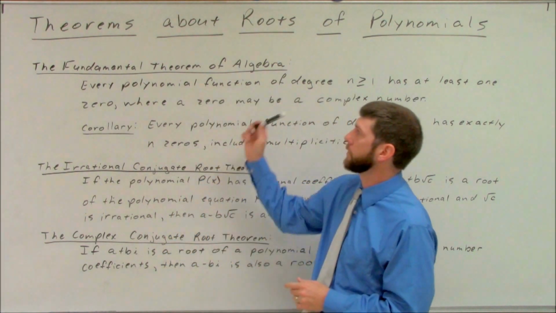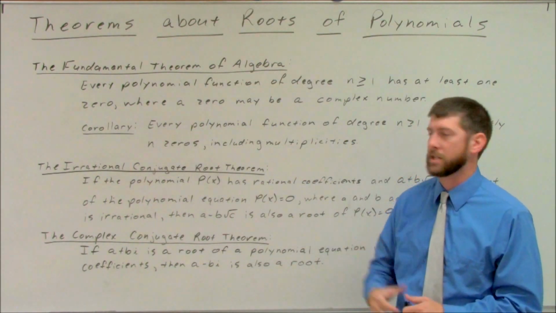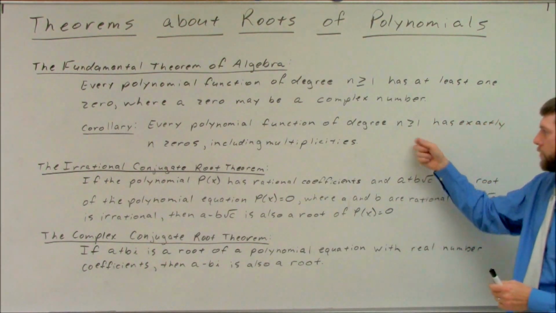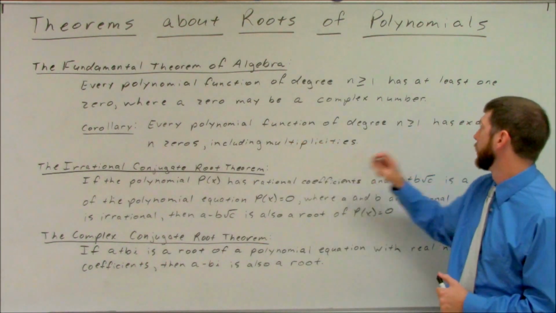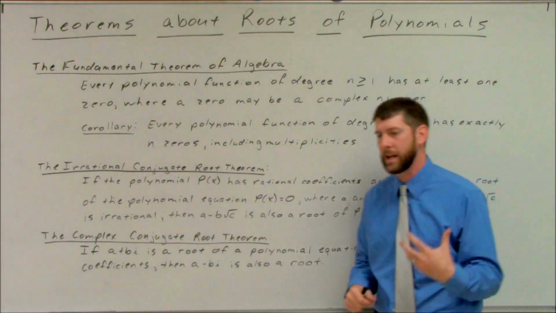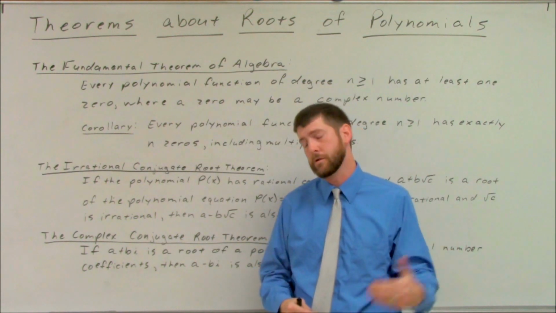First one we're going to look at is called the Fundamental Theorem of Algebra. You can read what it says. The part that's most important to us is where it says every polynomial function of degree n greater than or equal to 1 has exactly n zeros, including multiplicities. So what that means for us is a 7th degree polynomial better have 7 zeros.